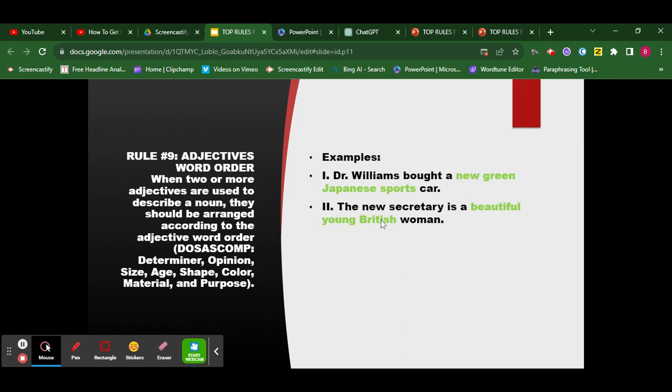British refers to origin or nationality, and that is the O before material and purpose. So British woman. The new secretary is a beautiful young British woman. So if you say the new secretary is a British young beautiful woman, it is incorrect because you have failed to arrange these adjectives according to the adjectives word order.